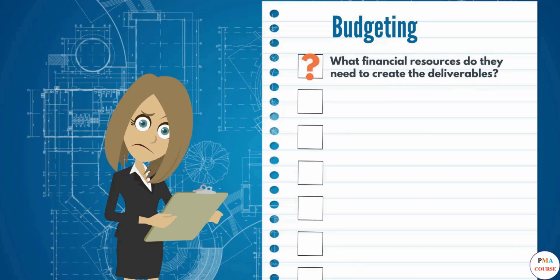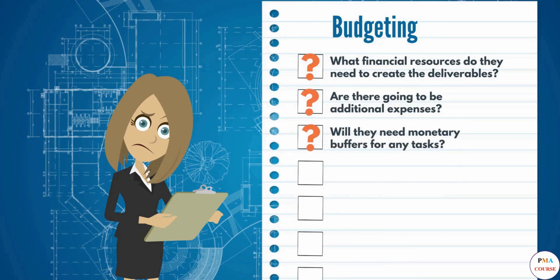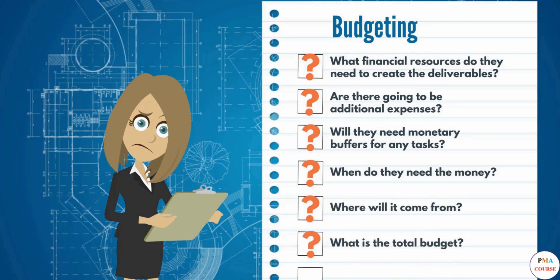What financial resources do they need to create the deliverables? Are there going to be additional expenses? Will they need monetary buffers for any tasks? When do they need the money? Where will it come from? What is the total budget? Who will control the costs? How? Plus more, obviously. But what's the best way to answer these questions?